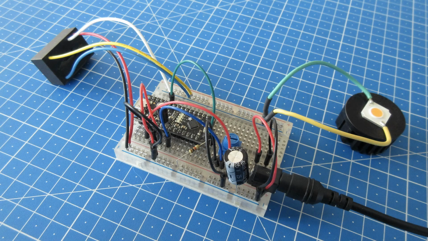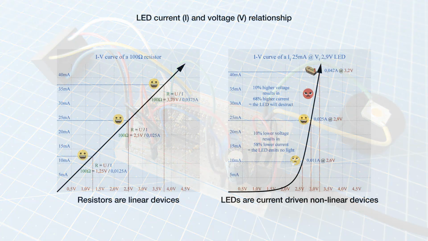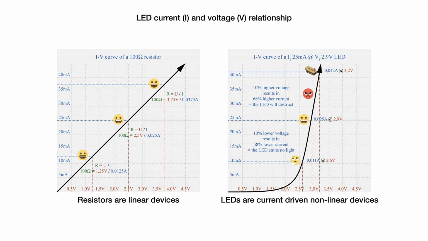So let's have a look at a bit of theory regarding how LEDs are driven, dimming, flicker, and pulse width modulation. Unlike resistors, capacitors or inductors, LEDs are nonlinear electronic devices. A small change in voltage results in an exponential change in current. That's why LEDs must be driven at their rated voltage and current, and the current must remain constant at all times.